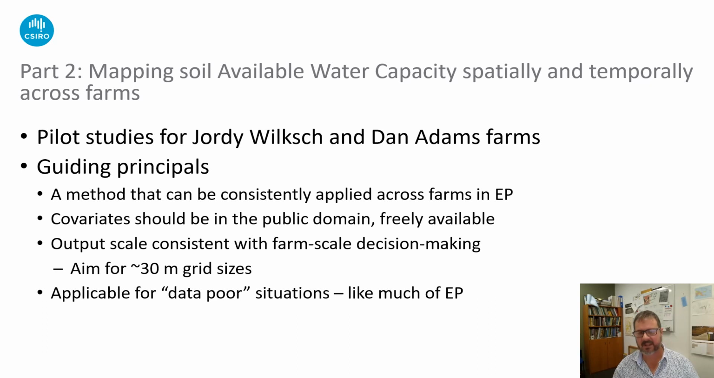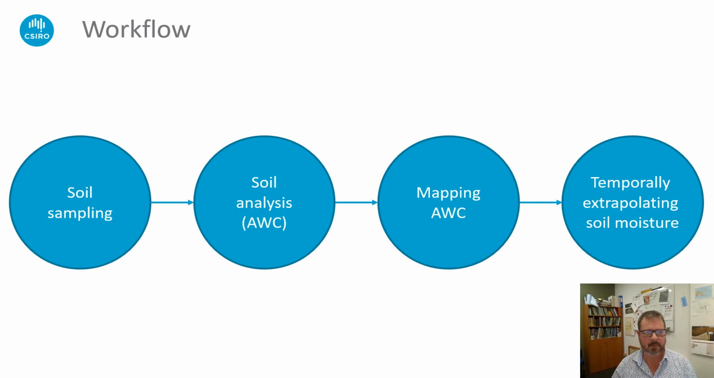Covariates should be publicly available. Output scale should be consistent with decision making, and for this I did the analysis at 30-meter grid size. It's applicable to a place like the EP where, to be honest with you, it is data poor in terms of other covariates that are available.